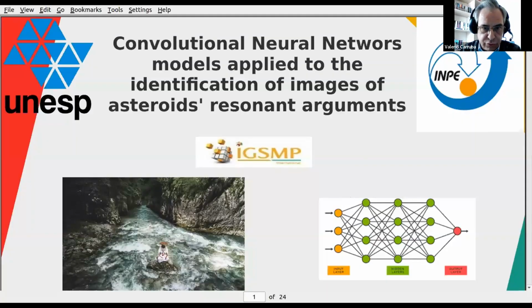My name is Valerio Carruba. I'm going to talk about the use of convolutional neural network models applied to the identification of images of asteroid resonant arguments. This is a work that I've been doing in collaboration with people from my research group, Safon Argibai, Gabriel Carità, Rita Domingos, Mariana Oman, Bruno Martins, Laura Lorenzo, and Breson Alves.